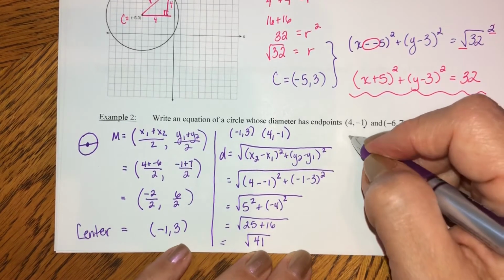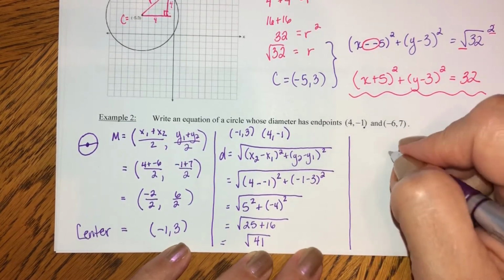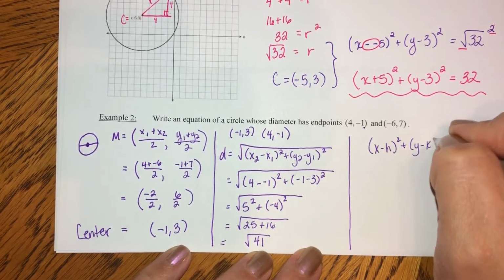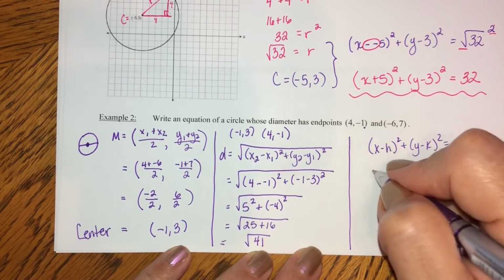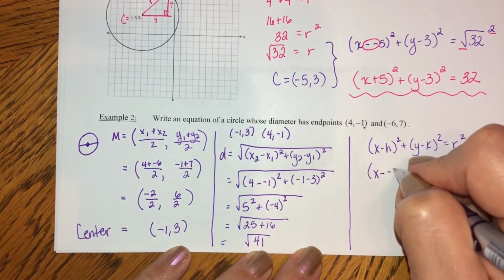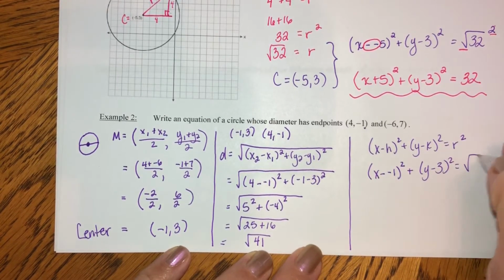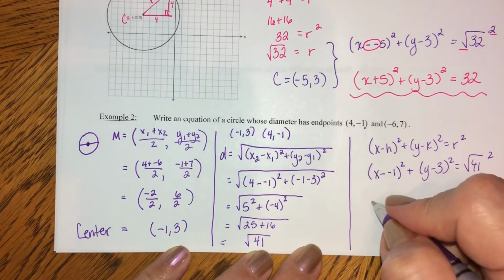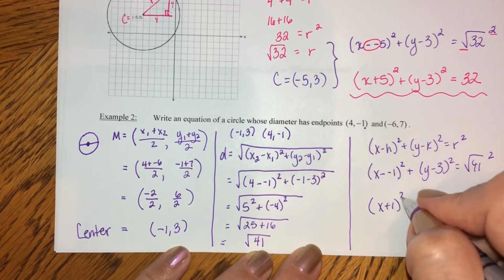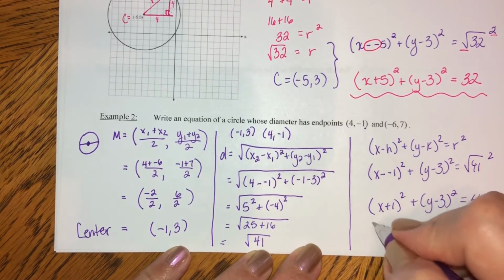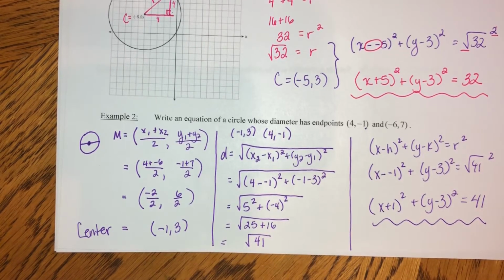So with those two pieces of information, I can go to my equation of a circle. Remember, that is x minus h squared plus y minus k squared equals radius squared. That is going to be x minus negative 1 squared plus y minus 3 squared equals the square root of 41 squared. And when I simplify that, I will have x plus 1 squared plus y minus 3 squared equals 41. And that's my final answer. That's a long question. Chances are that on a Regents type exam it would probably be something that would get some partial credit.